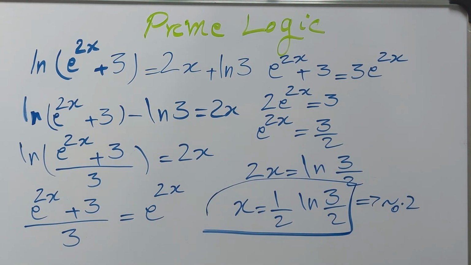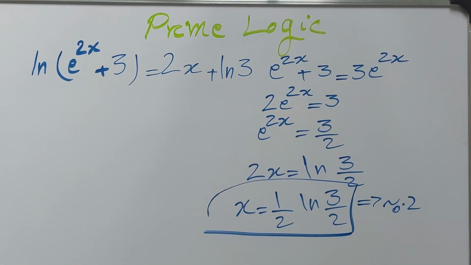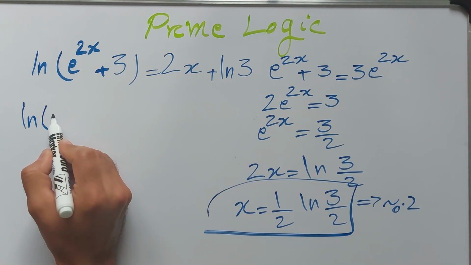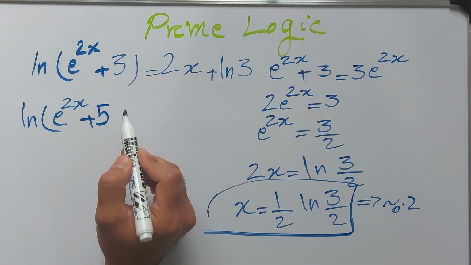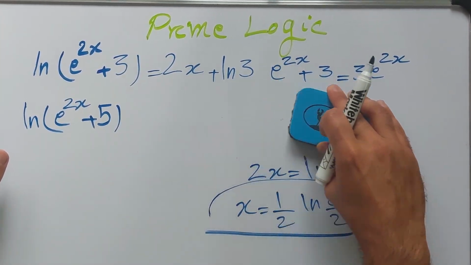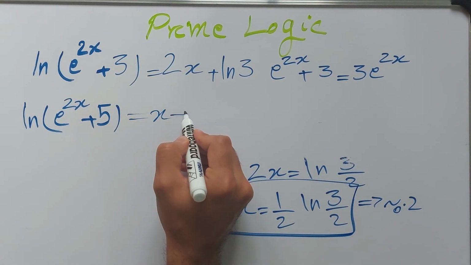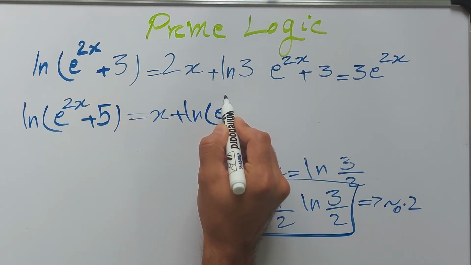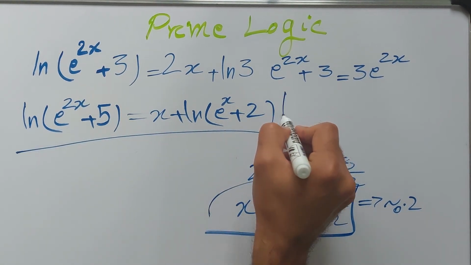But I have a bonus challenge for you. I want you to solve for x again. Let's make it a little bit more difficult. So solve for x. That's a bonus challenge for you before you leave. ln(e^(2x+5)) = x + ln(e^(x+2)). So that's the bonus challenge for you.